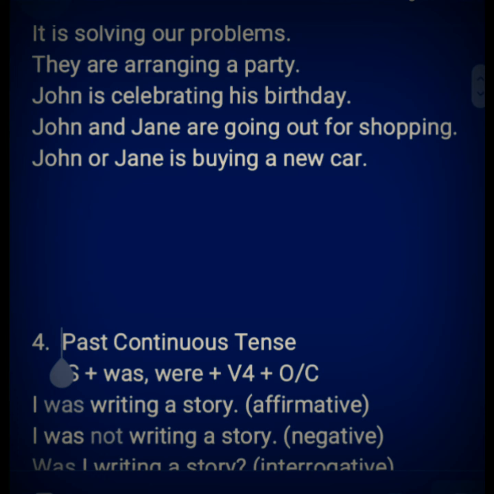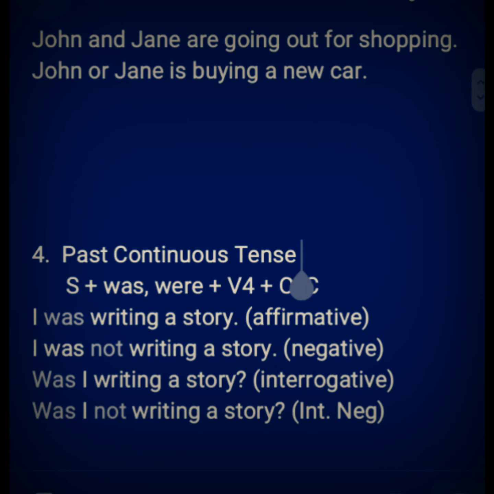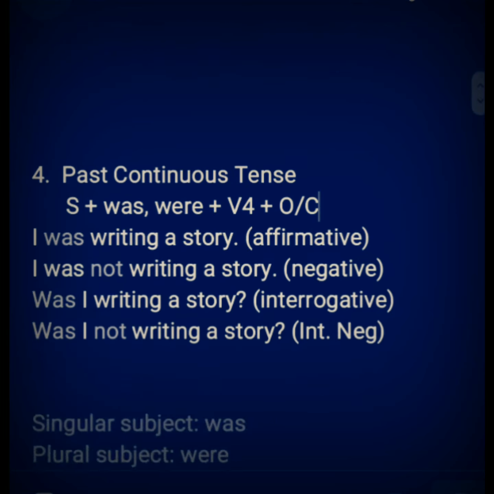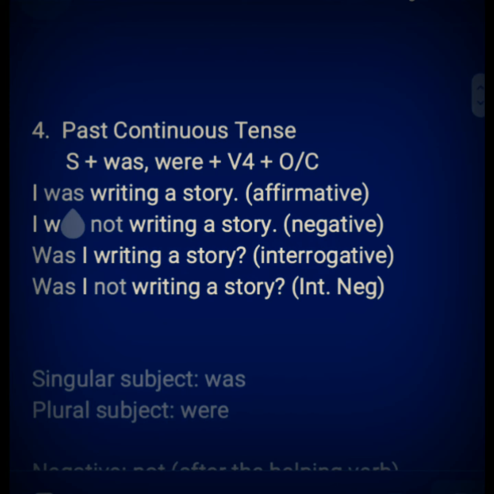Number 4, past continuous tense. In this tense, the formula is subject plus was or were plus V4 plus object or complement. Affirmative sentence, I was writing a story. We have used was here. Negative sentence, I was not writing a story. Interrogative, was I writing a story? Was I not writing a story? This is interrogative negative.